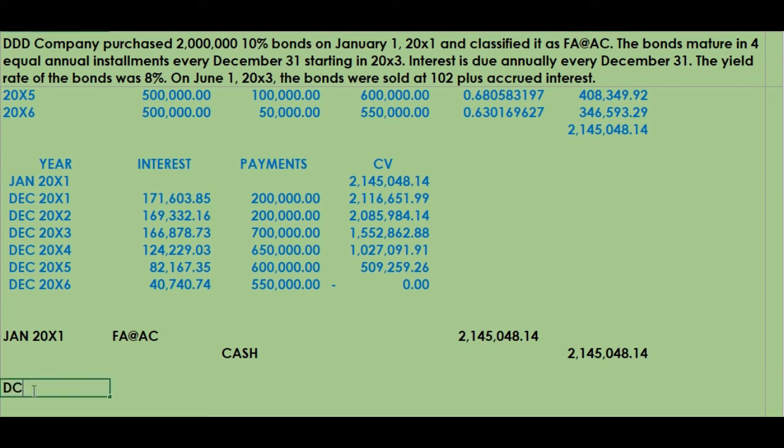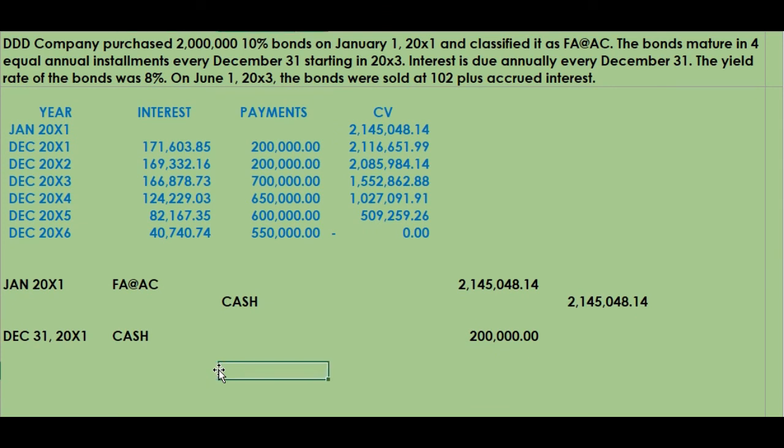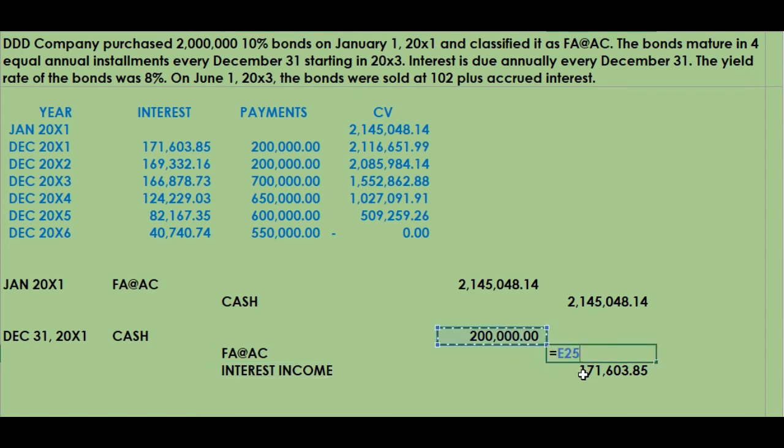Okay, next tayo, December 31, 20x1. Recognize tayo ngayon dito ng cash kasi makatanggap tayo ng cash na 200,000. Tapos interest income tayo dito. Interest income natin based on the information above is ito, which means that we also need to credit financial asset at amortized cost at the amount of the difference between the cash received and the interest income. So ito yung amortization, which is the reason kung bakit bumaba yung ating carrying value dito.